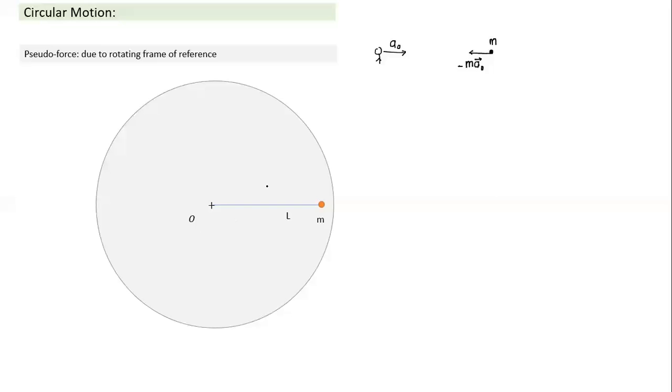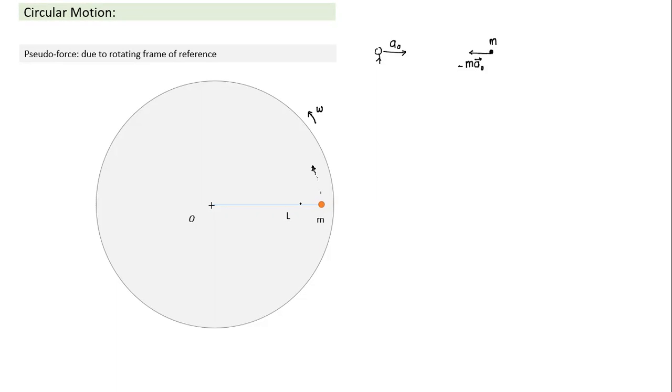Let's visualize a case. Imagine a large turntable, and it is rotating with angular velocity omega. An object is placed here, and this object is not slipping. A box is kept on the platform, it could be a box or a block. This box is also undergoing circular motion, and its distance from the center of rotation is L.